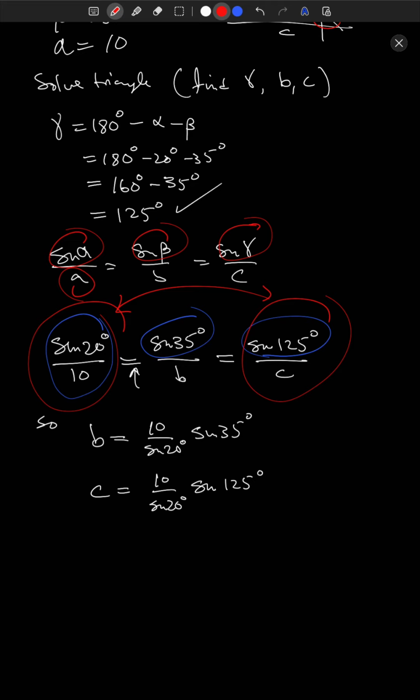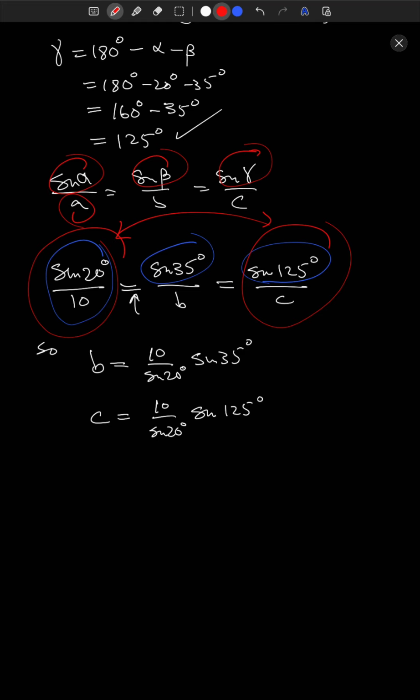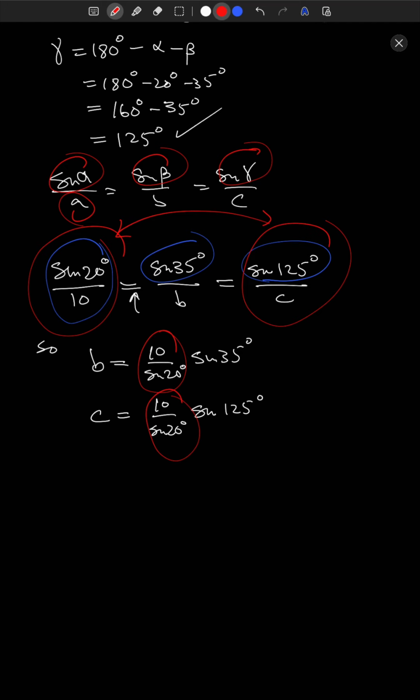Notice, once I figured out B, I could use sine 35 degrees over B to get C, but it's better to use the first one. First of all, you already did 10 over sine 20 degrees with a calculator, and these two are the same, so you don't have to do the same computation twice. And second of all, getting B will have some error, because you use a calculator to get B. When you then use that flawed value to get C, you're introducing more errors into your problem.